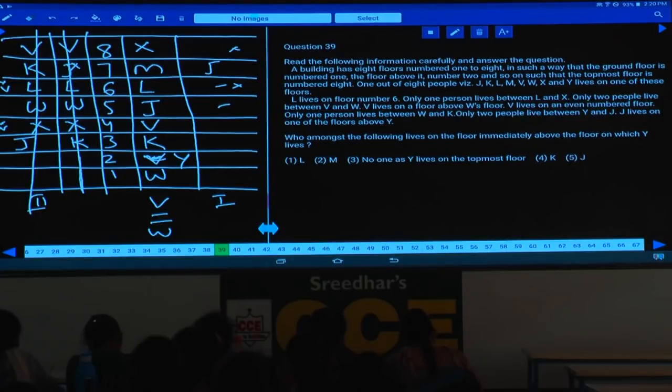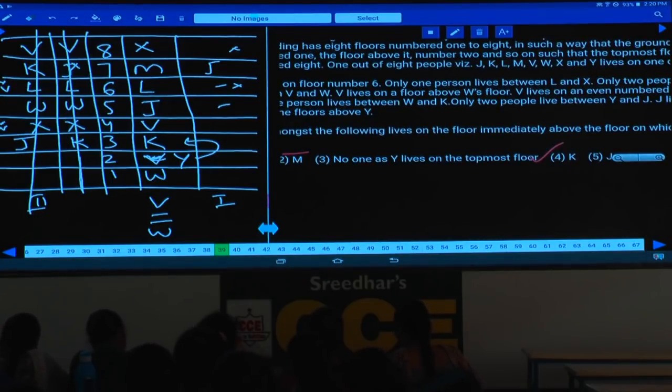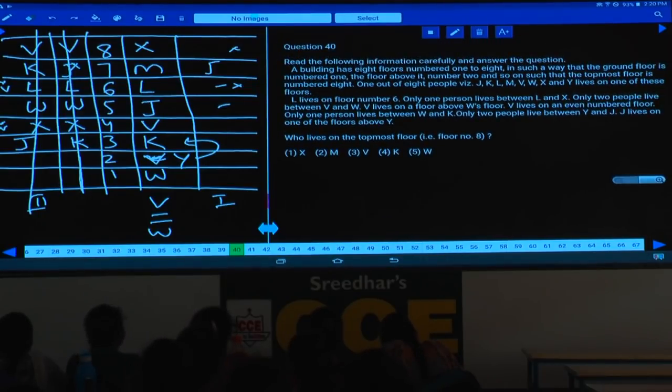Then question number 39. Tell me who among the following lives on the floor immediately above the floor on which Y lives. Immediately above Y, tell me who is that person here? K. K, that is given in choice 4. Then coming to question number 40. Who lives on the topmost floor? Tell me who is the person living on the topmost floor? X. X, that is given in choice 1.